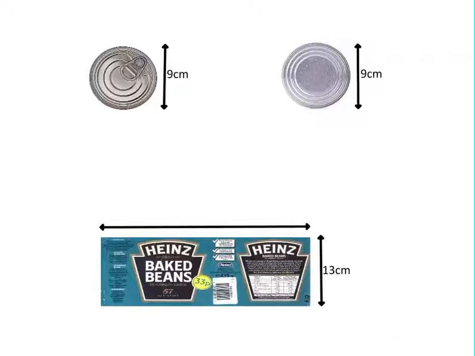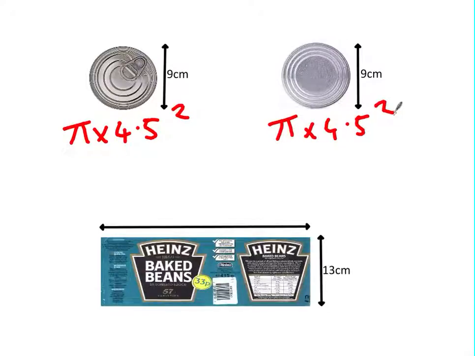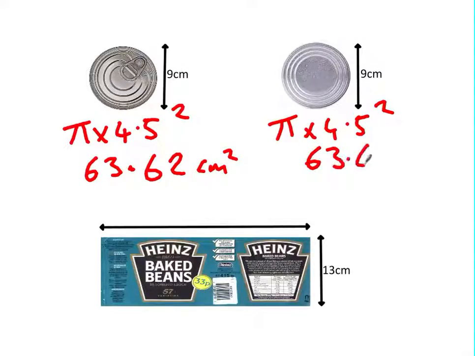So the circles, first of all, well, the radius of each one would be 4.5 centimeters. So to work this out, we would do pi times 4.5 squared, pi r squared. Exactly the same process for the base. That's going to be pi times 4.5 squared as well. So let's work those out. So pi times 4.5 squared is 63.62 centimeters squared. So we've got that there. We've got another 63.62 centimeters squared there as well.